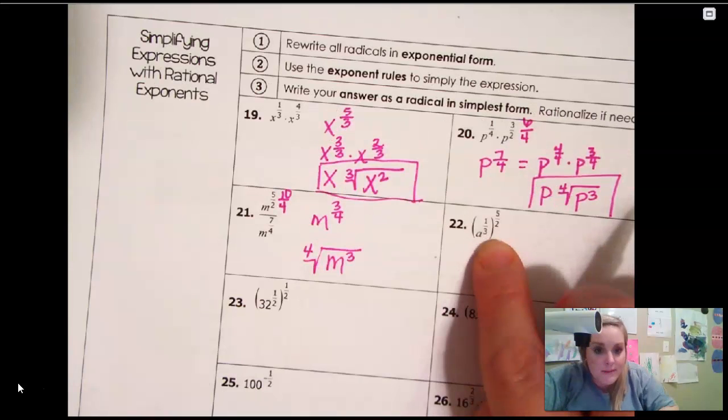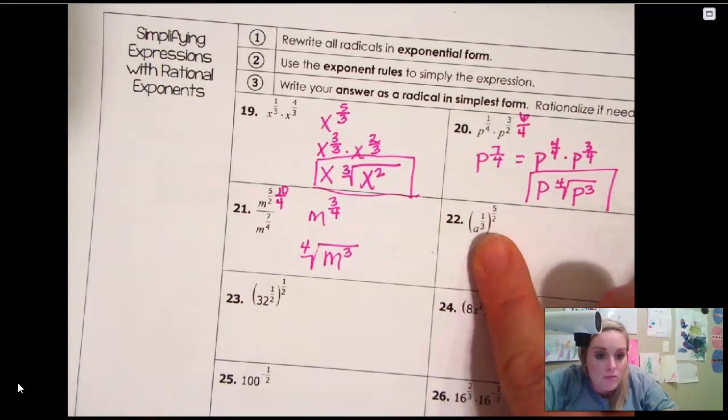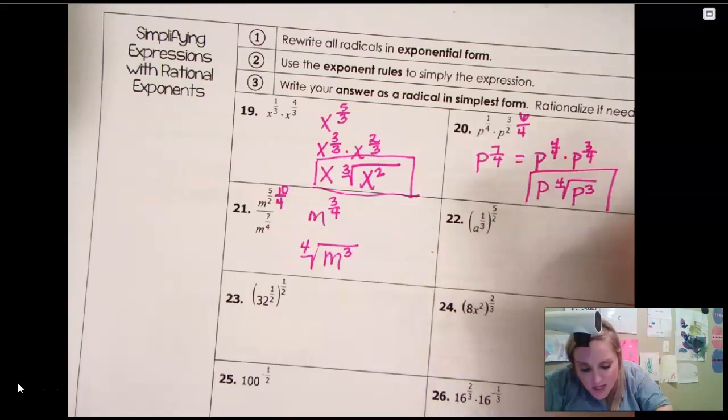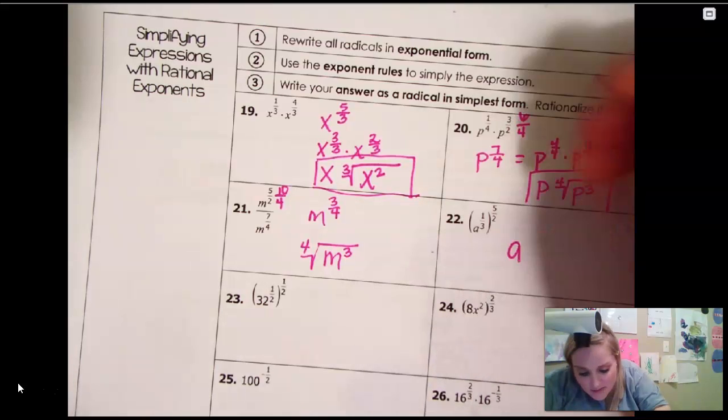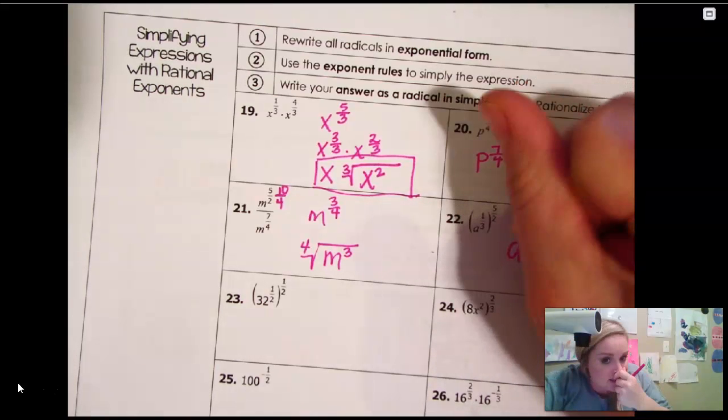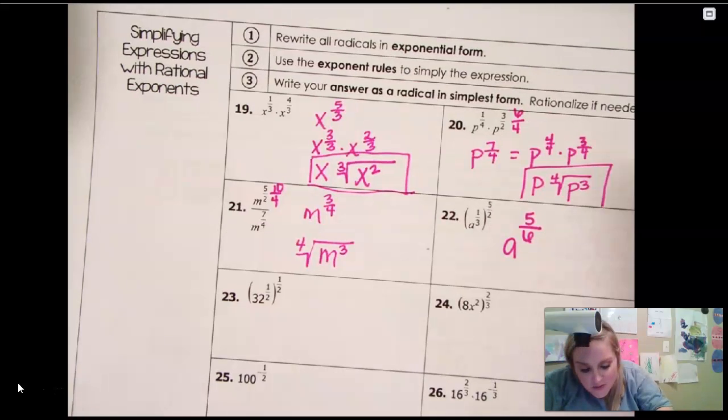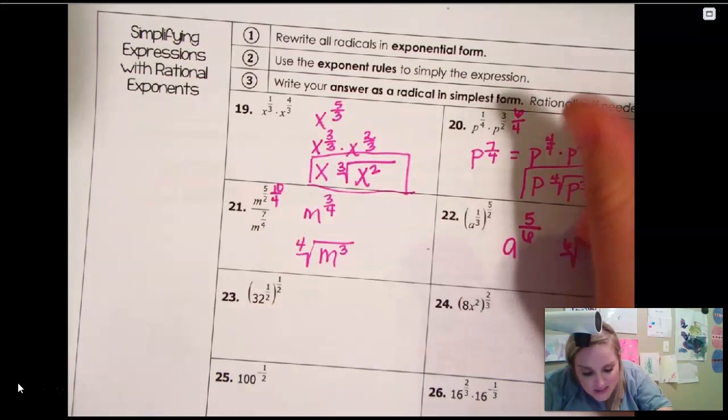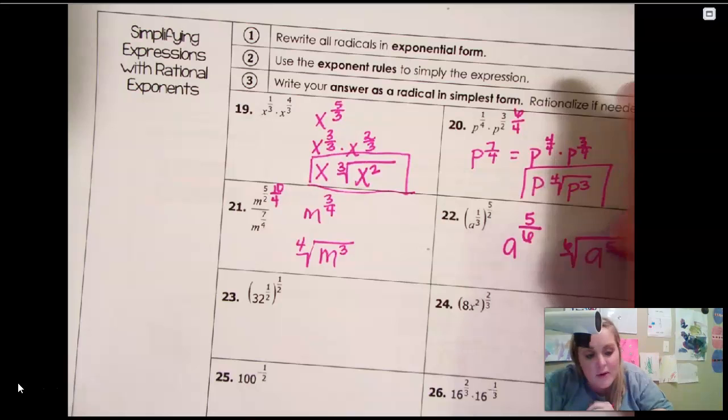When you raise a power to a power, you multiply exponents. And when you multiply fractions, you just multiply top, top, bottom, bottom. So this is going to be a to the 5/6. Okay, 5 is less than 6, so this is just an index of 6, a to the 5th power.